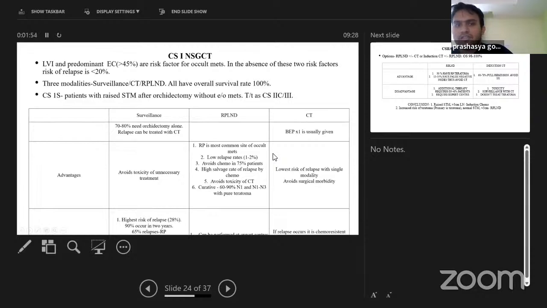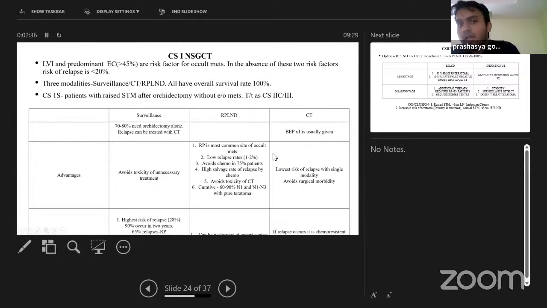Retroperitoneal dissection has the advantage that, since the retroperitoneum is the most common site of occult metastasis, after an RPLND the relapse rates are very low, 1 to 2%, and it avoids chemotherapy in 75% of patients. Even if there is a relapse, there is a high salvage rate with chemotherapy. It avoids the toxicity of chemotherapy, and it is curative in 60 to 90% of patients with N1 disease and N1 to N3 disease with pure teratoma. The disadvantage of a retroperitoneal lymph node dissection is that it can be performed only at expert centers.